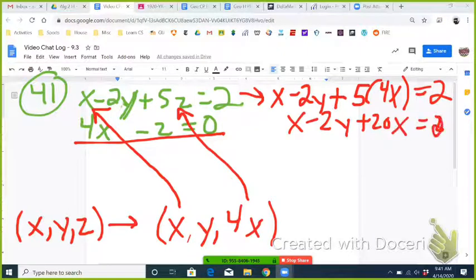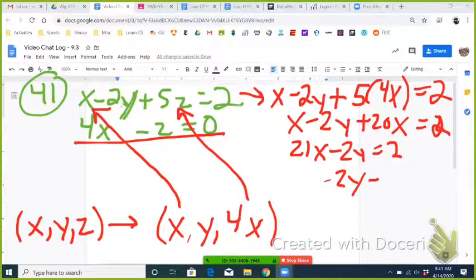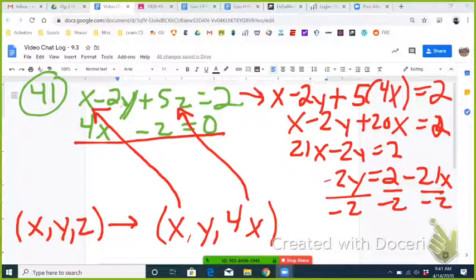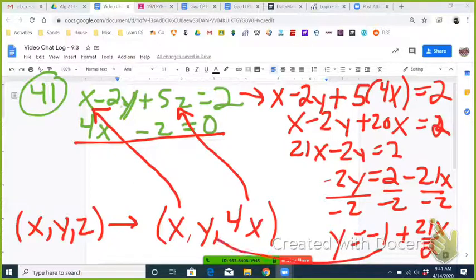Alright, that's a 2. I have to make sure I write it like a 2. So then I get 21x minus 2y is equal to 2. Alright, negative 2y is equal to 2 minus 21x. And then divide everything by negative 2, and we get y is equal to negative 1 plus 21x over 2. Alright, so now we have y in terms of x. Then we could plug that in right there, and that would be our solution if everything was in terms of x.